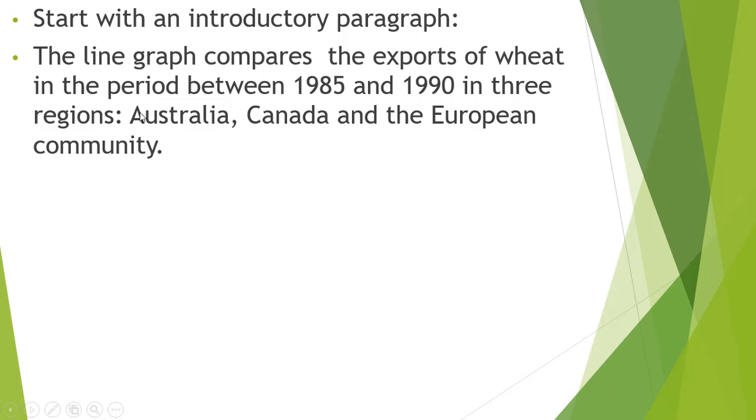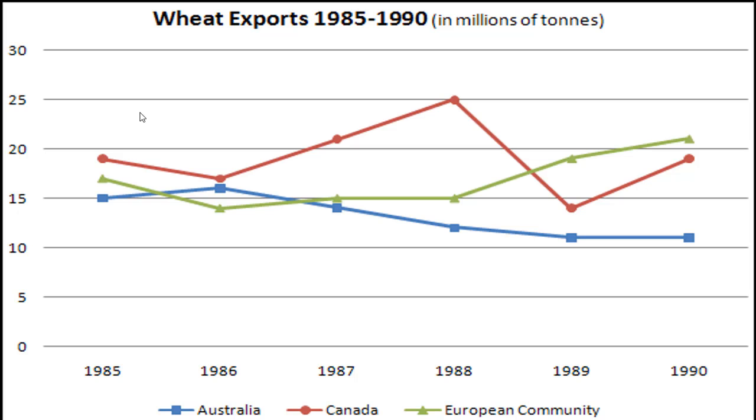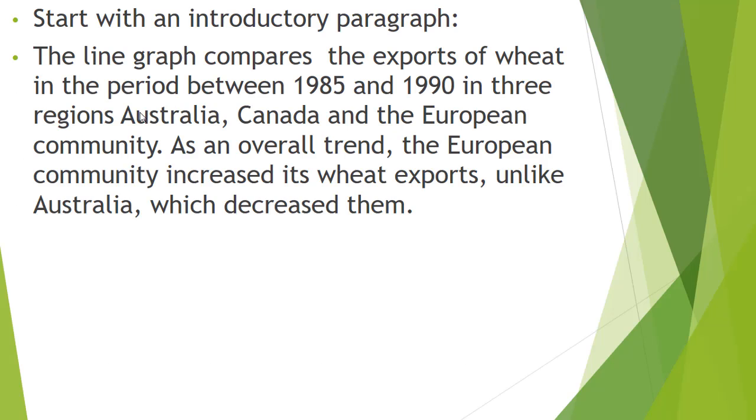Then we need to add another sentence about the overall trend to make up the introduction. As an overall trend, the European Community increased its wheat exports, unlike Australia, which decreased them. Okay, this is an overall trend. Only one sentence to sum up all what you can see. So here, what did I say? The European Community increased its wheat exports, unlike Australia, which decreased them.